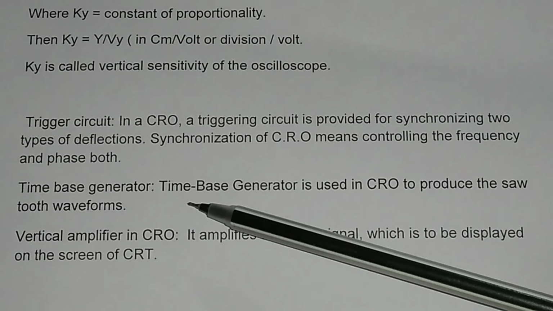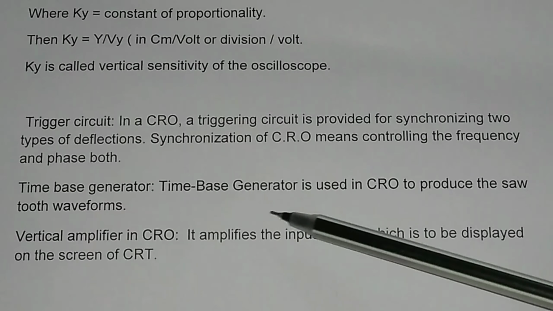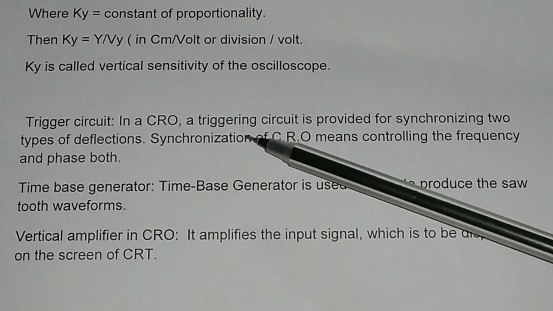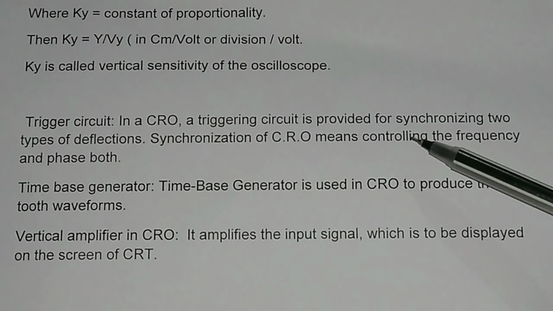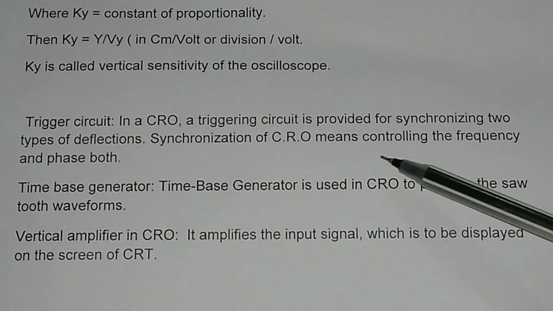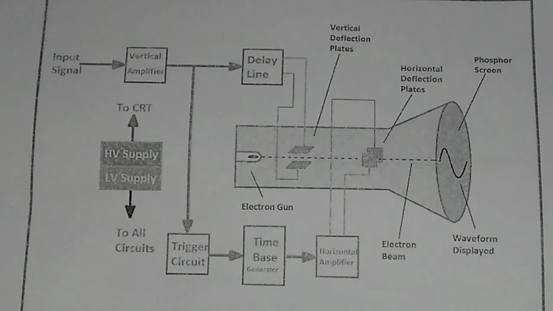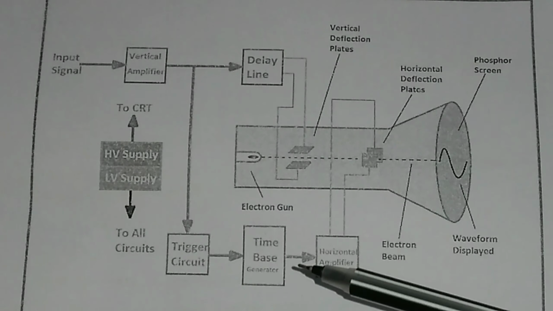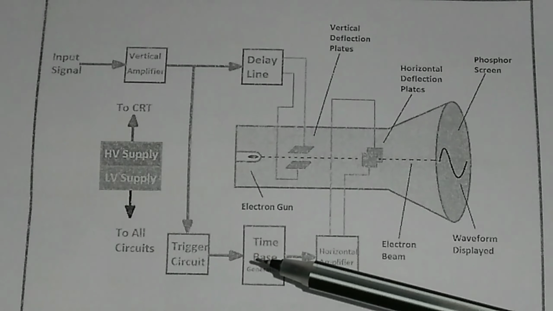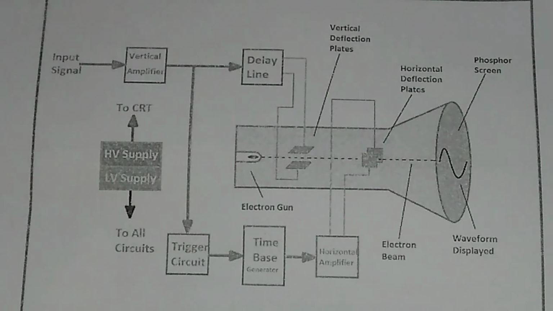And what is the time-base generator? The time-base generator is used in CRO to produce the sawtooth waveform. And what is the trigger circuit? In CRO, a triggering circuit is provided for synchronizing 2 types of deflections. Synchronization of CRO means controlling the frequency and phase both. As I have shown you in the block diagram, you have a time-base circuit and you have a trigger circuit, and I will explain about the time-base and trigger circuit in the experiment.